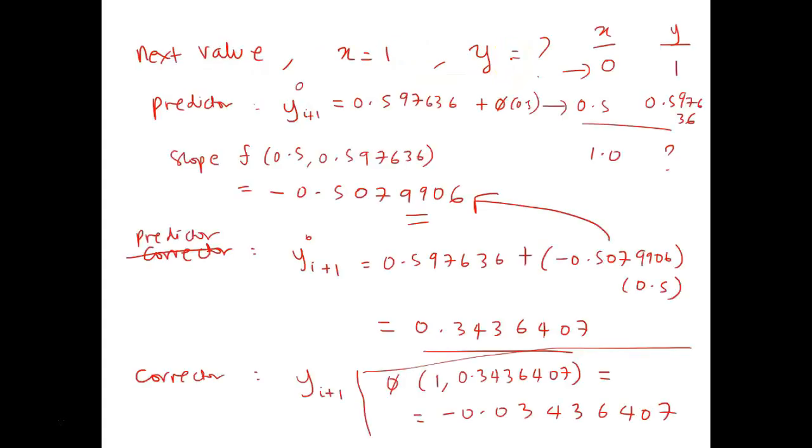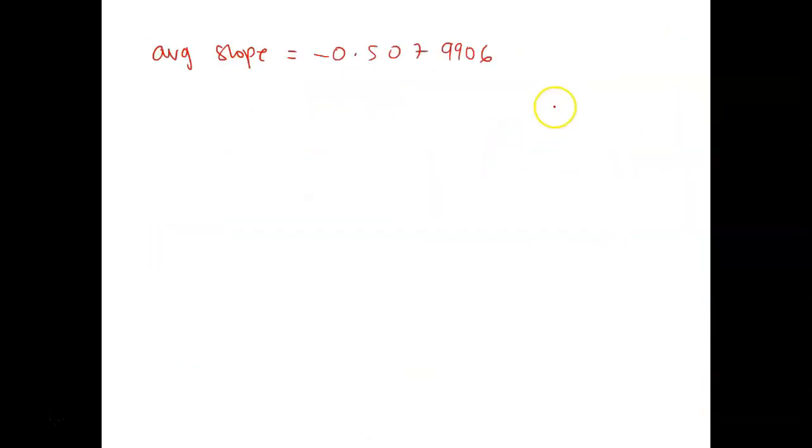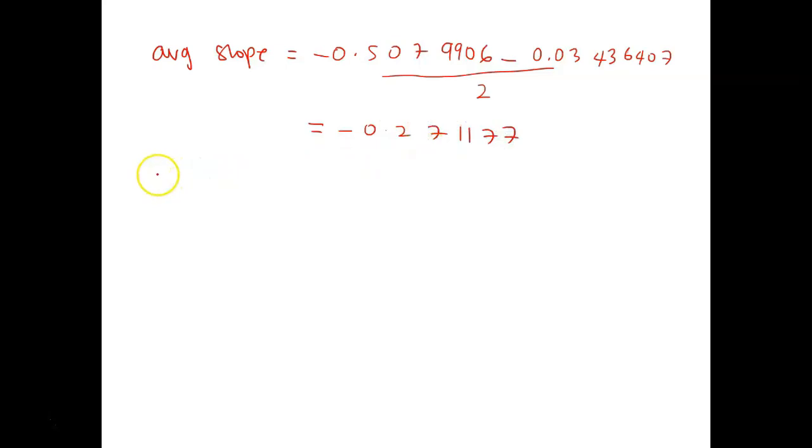And now we are looking for the average slope, negative 0.5079906. Where does this come from? This comes from the slope at this point. This one plus this newly calculated slope here, so minus 0.03436407, divided by 2. So you will get negative 0.271177. And now you can use this to find the correct value of Y, in the corrector equation.